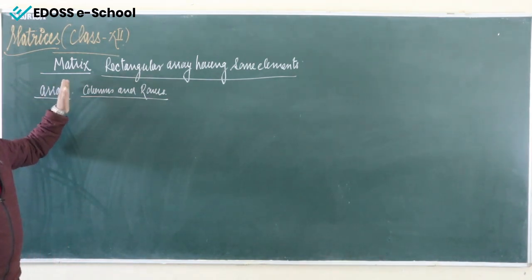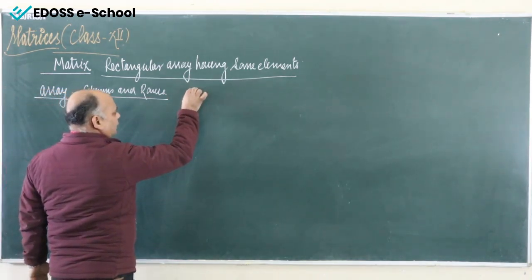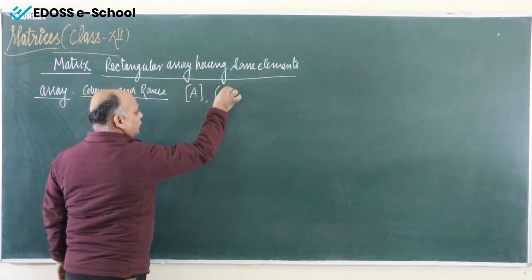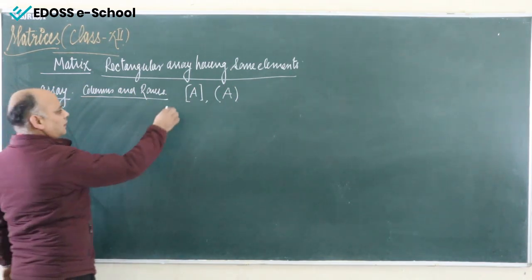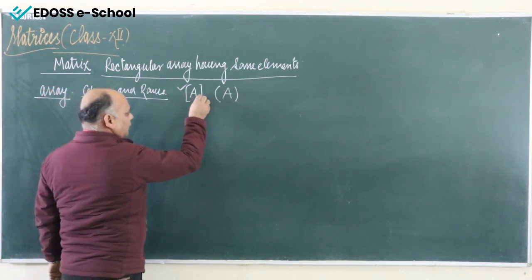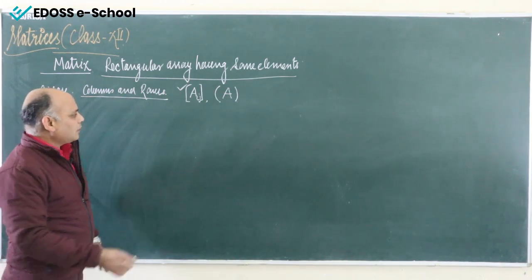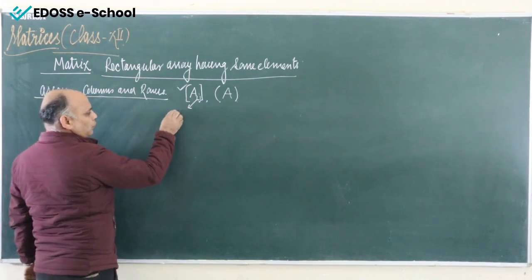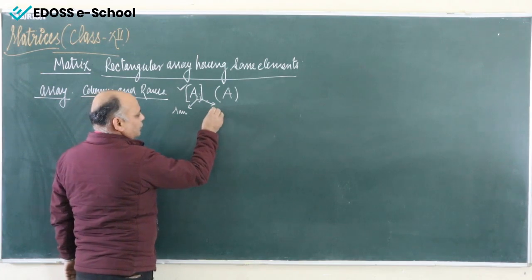If I have to denote a matrix, any matrix can be denoted by the letter A in a square bracket, but generally we use A, and then you write ij, that is Aij. In this matrix Aij, this i is a suffix which denotes the row, and this j is also a suffix which denotes the column.